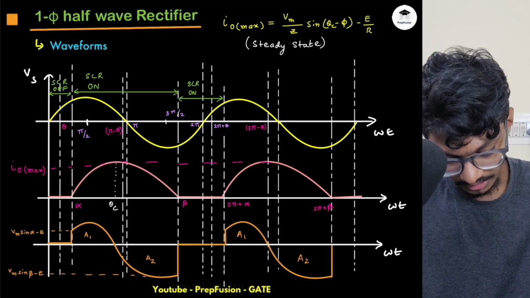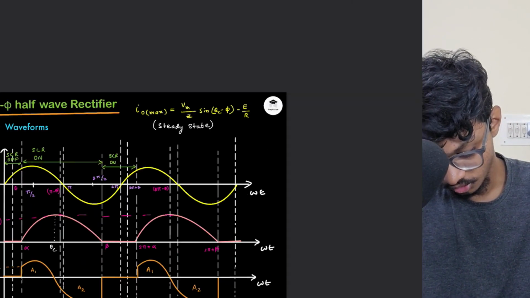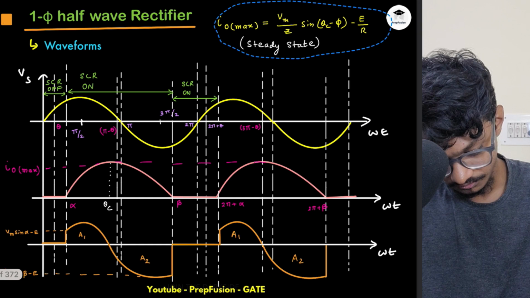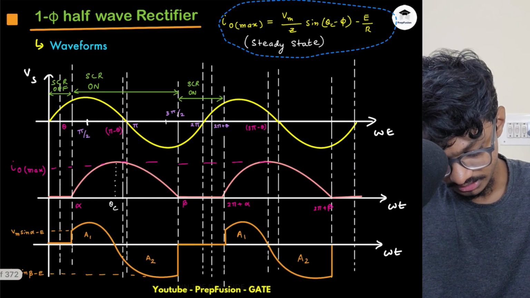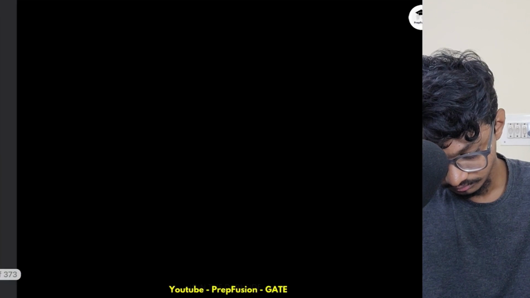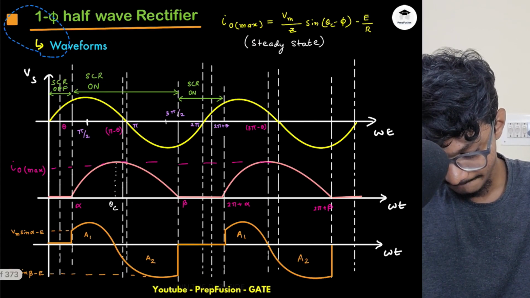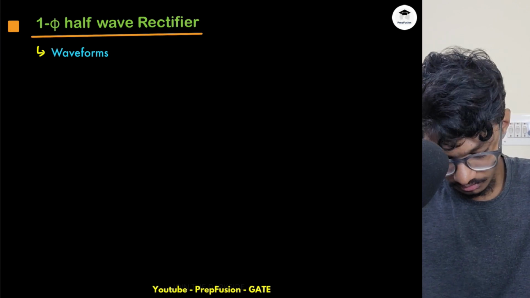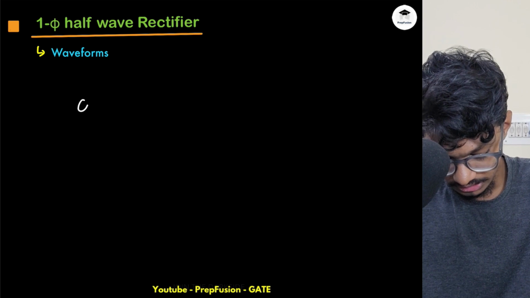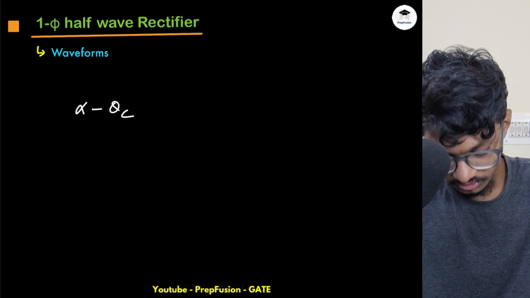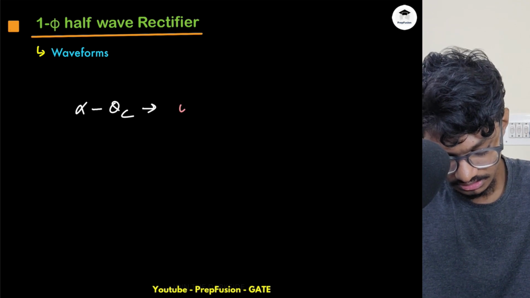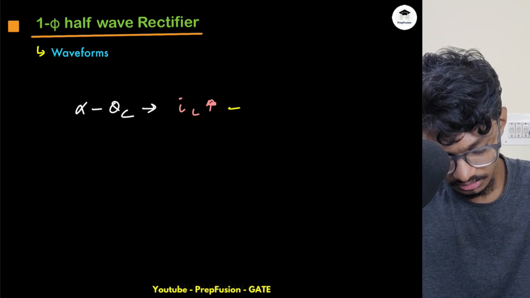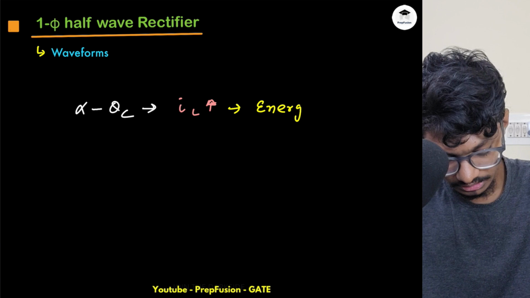So these are the max, and I will jot down a few things here. How can I jot down? That is what I am trying to understand. Okay, I don't have enough space. So here I will quickly summarize these things: from alpha to theta c, what is happening? IL is increasing, hence my inductor is energizing.